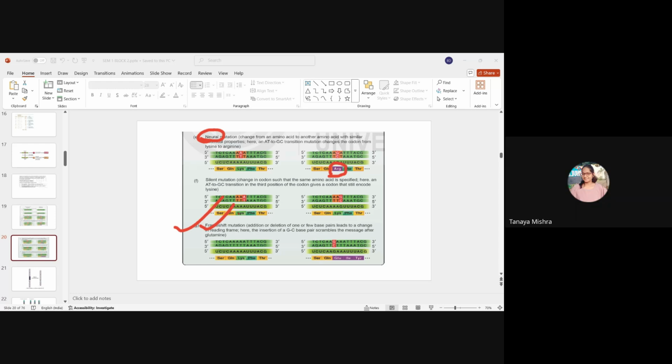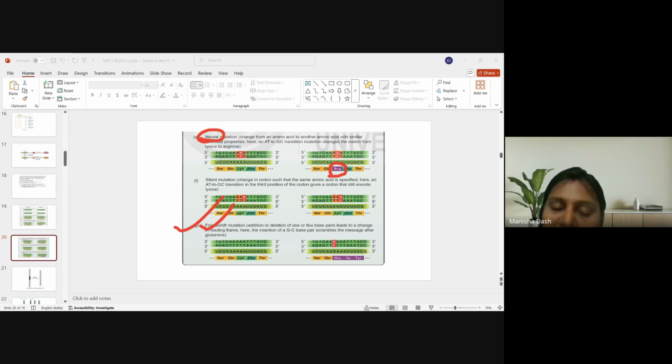Maybe frame shift. Frame shift, yes, because following the point of mutation, the entire sequence is changing. Unfortunately, if this mutation occurs in some earlier position of the gene, for example, if let's say there are 145 amino acids in a polypeptide, and the change occurs at the second or third position, then following the point of mutation the entire sequence will change. So that is actually the most disastrous type of mutation.